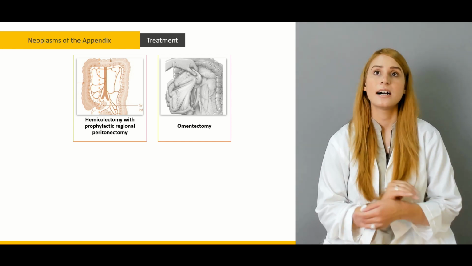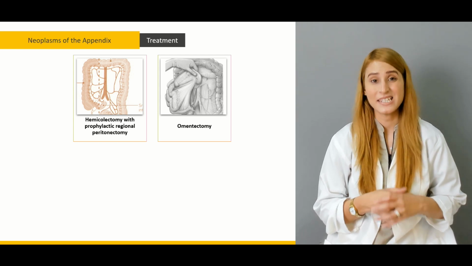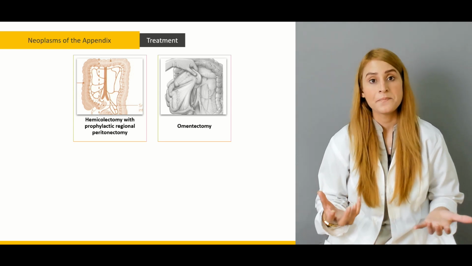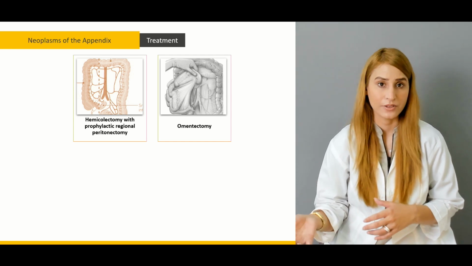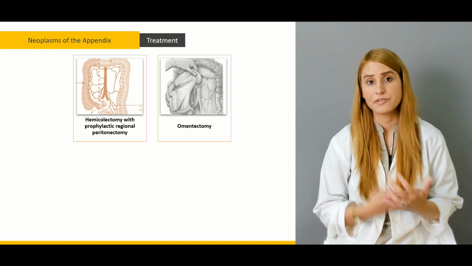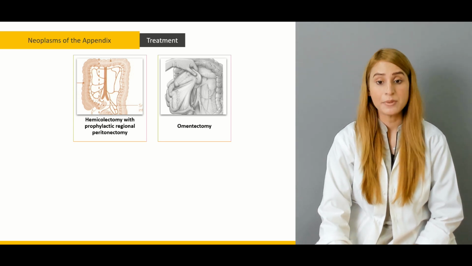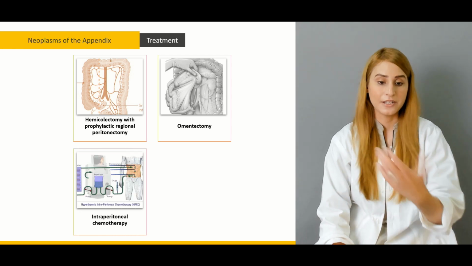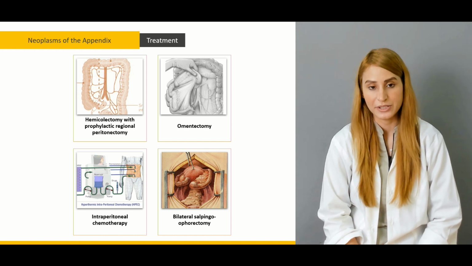Because what happens is those tumors which are very much high-grade, they metastasize in the whole of the peritoneum, and there is metastasis to the peritoneal cavity, metastasis to the ovarian system. So you have to perform the hemicolectomy with the prophylactic peritonectomy. There can be an omentectomy because these tumor deposits involve the omentum as well. There's intraperitoneal chemotherapy, and you also perform the bilateral salpingo-oophorectomy.